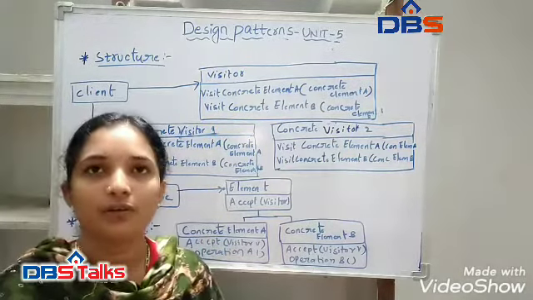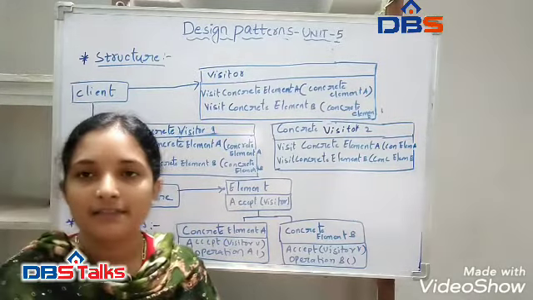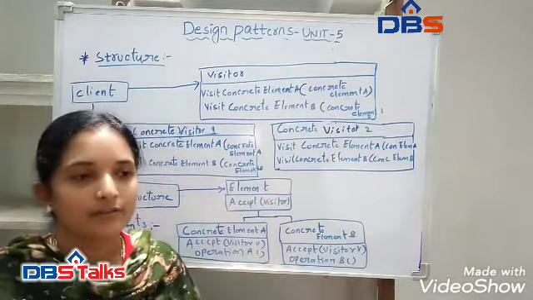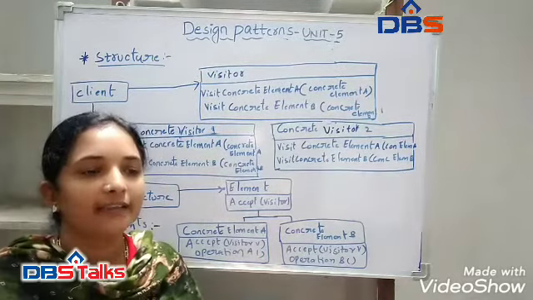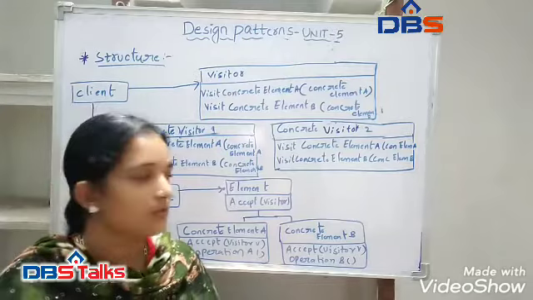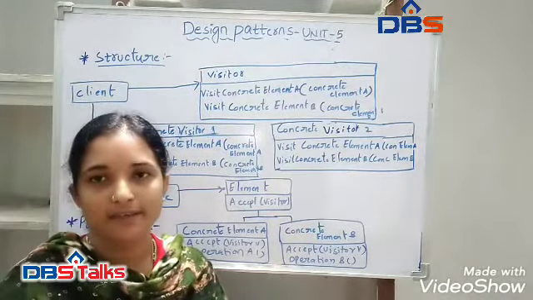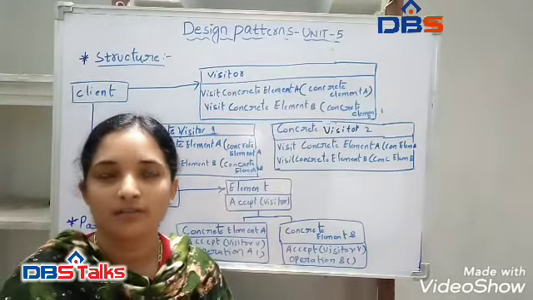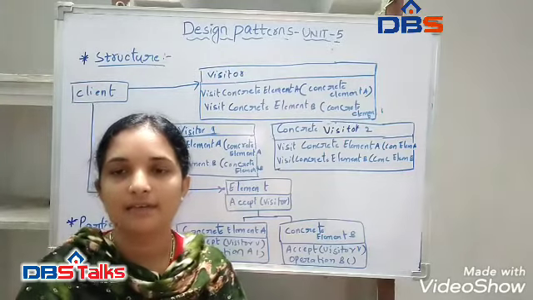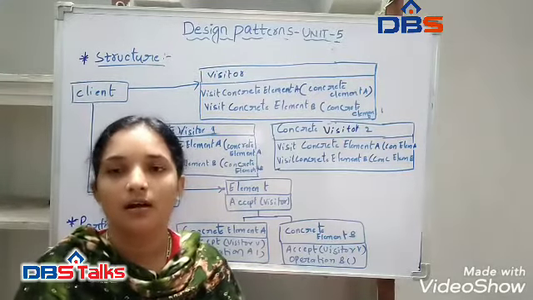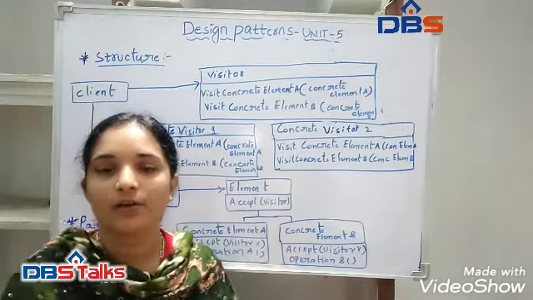The next participant is the element. Element means the node, and we can say it is also an interface, and it defines the accept operation that takes the visitor as an argument. So these are the participants that occur in the visitor design pattern. Next is the collaboration. Collaboration tells the relationship between the classes and objects. So this is the visitor design pattern we have explained here.